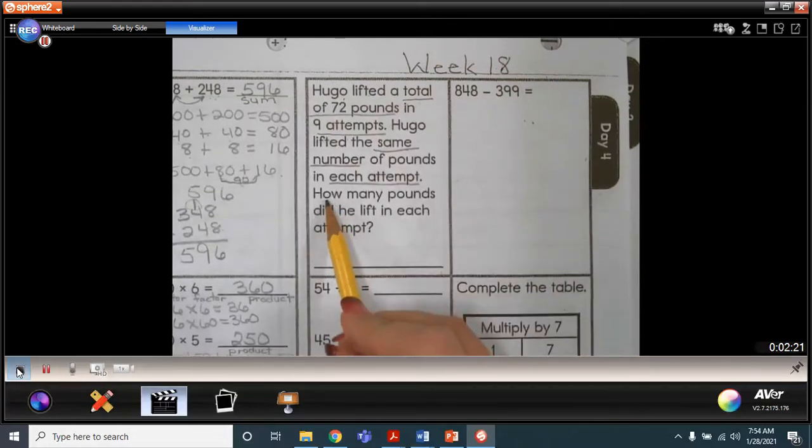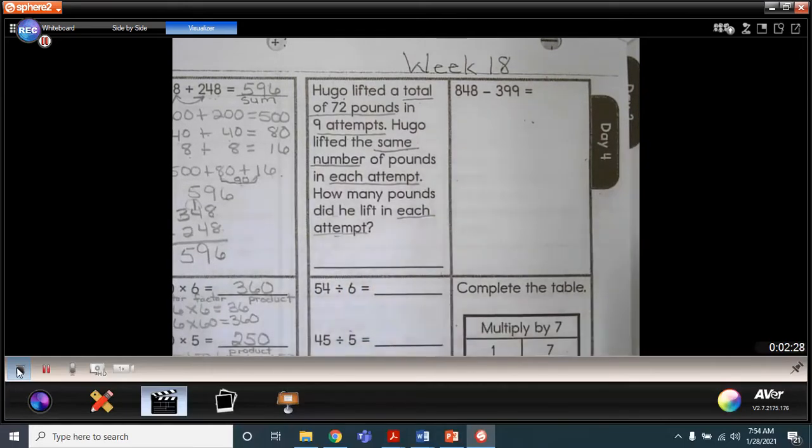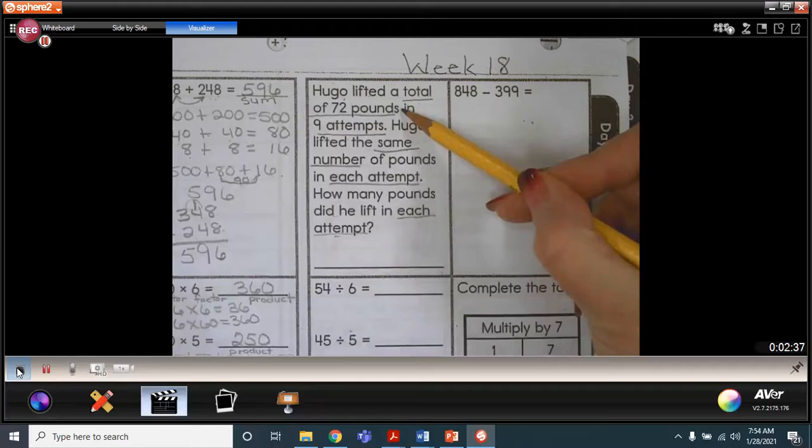So our question is asking us to find how many pounds he lifted in each attempt. Each attempt. We're not looking for a total, and the reason we're not looking for a total is because we're not putting the pounds together to find a total. We already know the total pounds here.